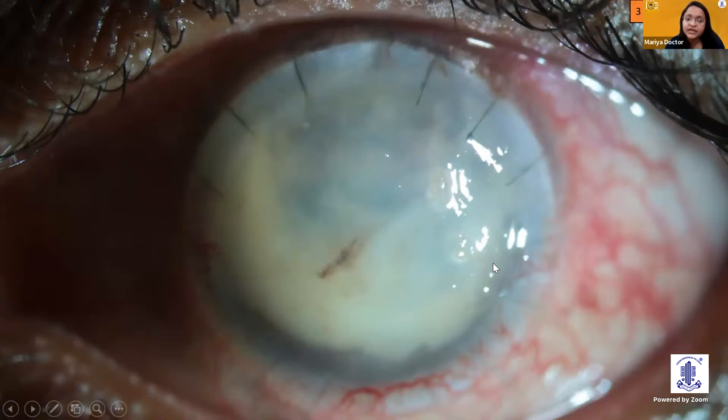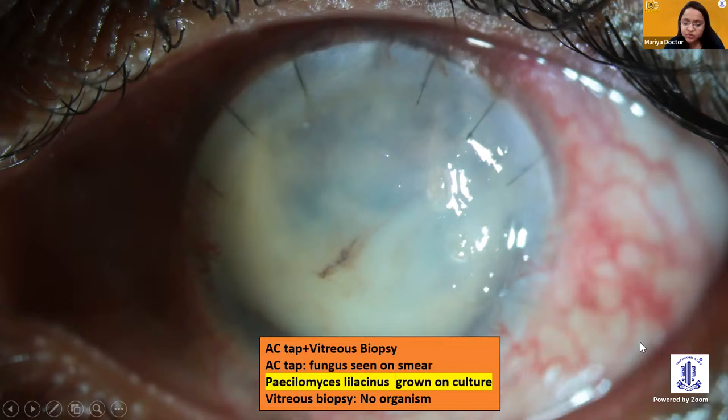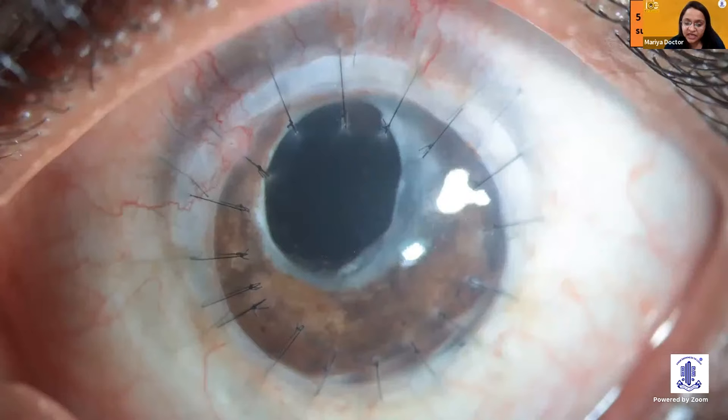However, this is 3 months later when he presented to us with the anterior chamber filled with exudates, and a B scan was also performed which did show echoes, and hence the patient was planned for an AC tap along with vitreous biopsy. The AC tap did reveal fungus on smear, and again, the same species was grown on culture. So now the patient was again planned for a therapeutic keratoplasty with a larger graft.